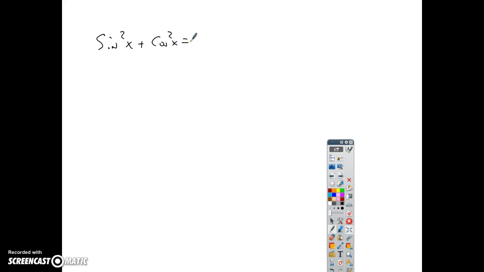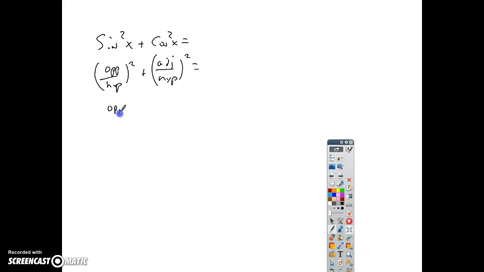Cosine squared plus sine squared. I'm going to go ahead and do this. Sine squared is opposite over hypotenuse, that whole thing squared, plus adjacent over hypotenuse, that whole thing squared, equals, I don't know yet. Theoretically, you all know how to square fractions. I found out the other class period does not. Oh, you do top and bottom. Yeah, you square top and bottom.